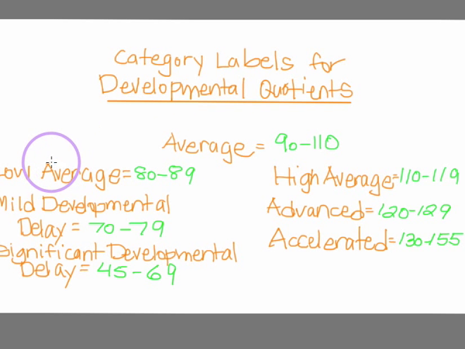And then down here we've got a low average between 80 and 89, mild developmental delay between 70 and 79, and significant developmental delay between 45 and 69. Over here on the right, we've got the high average category falling between 110 and 119, advanced 120 and 129, and accelerated goes between 130 and 155.